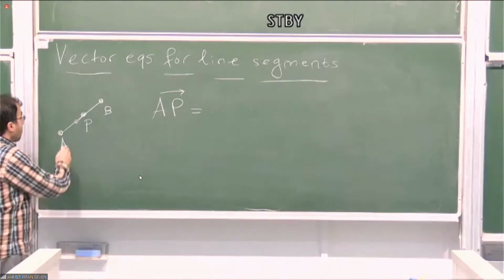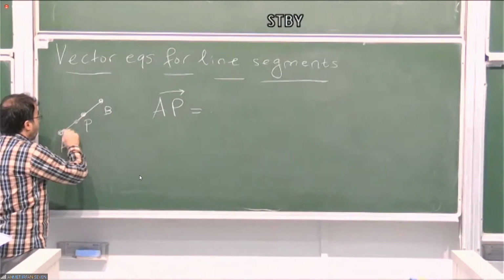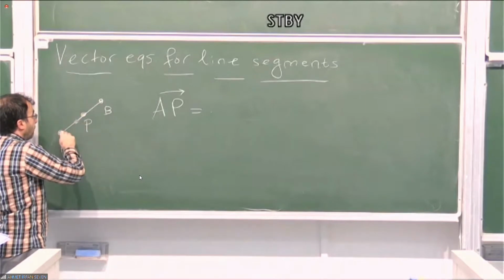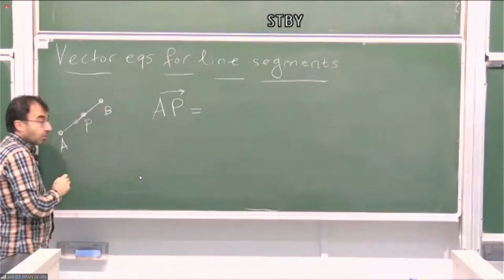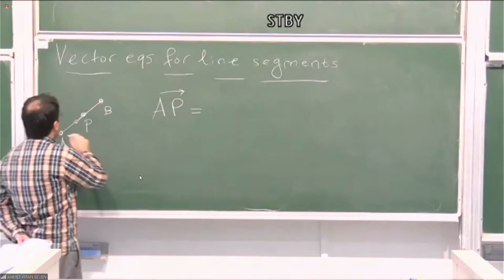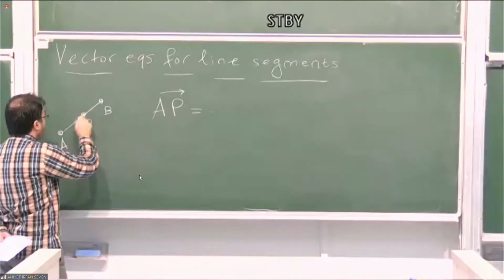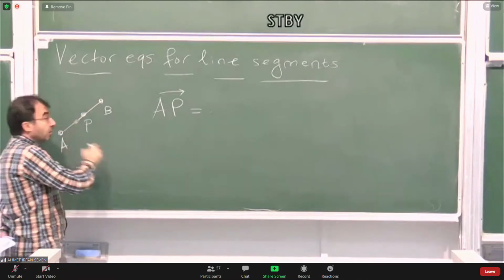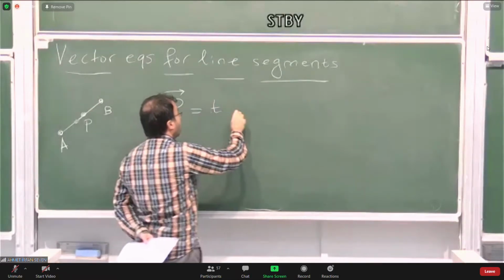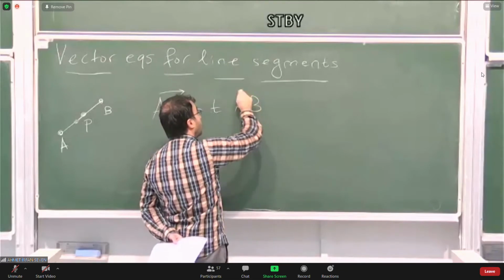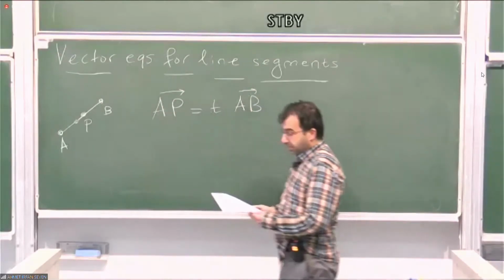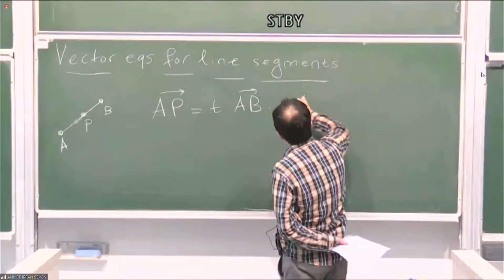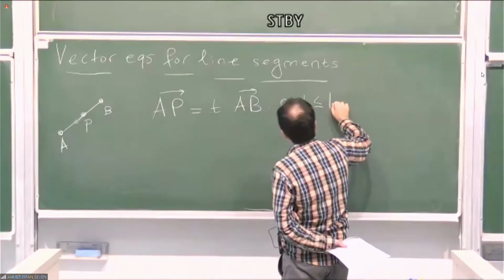So let's consider this vector AP from A to P. How is it related to the vector AB? Well, the vector AP, first of all, will have the same direction as AB, but it is shorter, right? So it will be a multiple of AB, meaning it will be T times AB, but this T should be between 0 and 1.